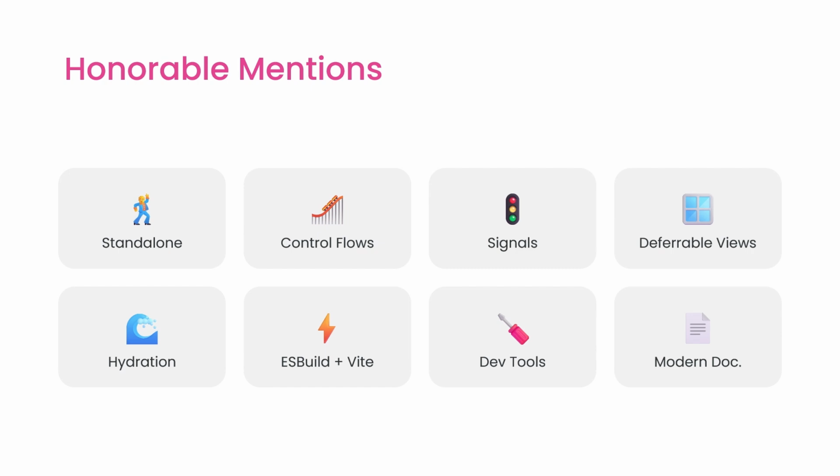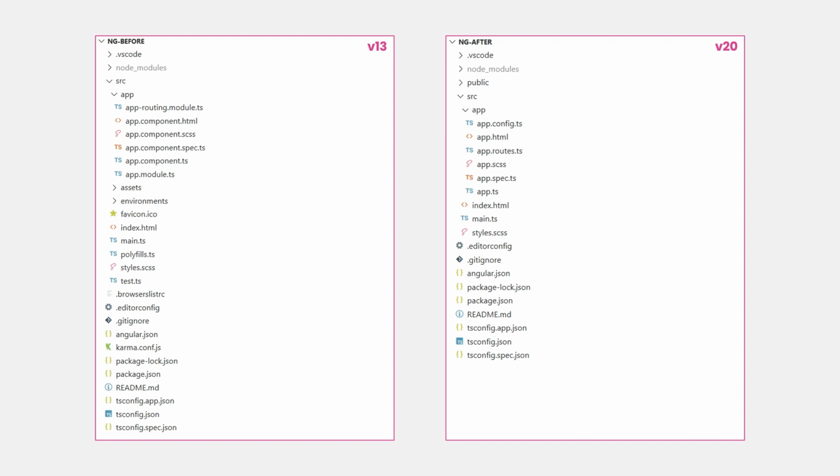Let's get a glimpse. Here, we are seeing a before and after picture. On the left side, we have an Angular project in version 13, whereas on the right side, we have version 20. Visibly, we can see it has shrunk down, with a lot of files now not even there and not required. For example, the karma file and the polyfills are not there now. Even the environments configuration folder. These can be added on demand.